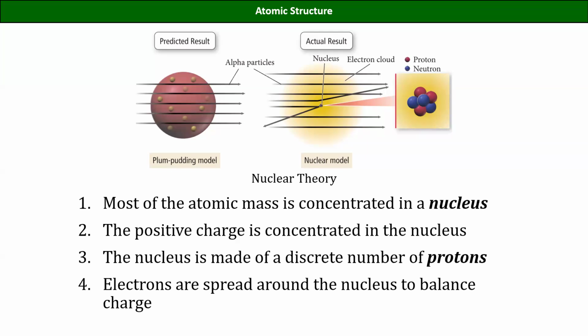So the nuclear theory is these four ideas. Almost all of the mass is concentrated into the nucleus of an atom, which is a really, really small volume in the middle of an atom.